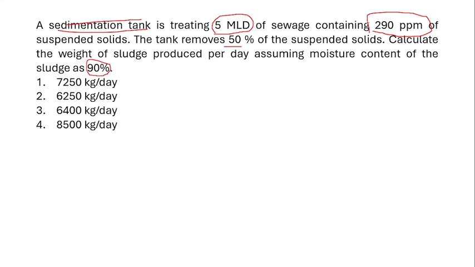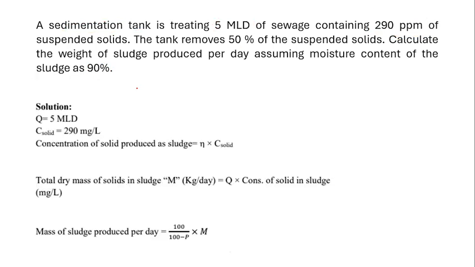For the total concentration of 290 ppm of solids, only 50% is removed. So only that 50% is going to form the sludge in this sedimentation tank. Okay, in the formed sludge, the moisture content is 90%. The question is to calculate the weight of the sludge produced per day. The right answer is option 1, 7,250 kg per day. We will see the solution.